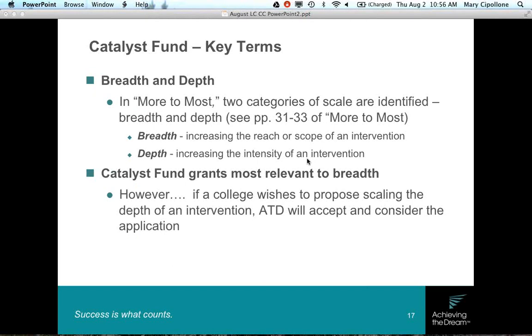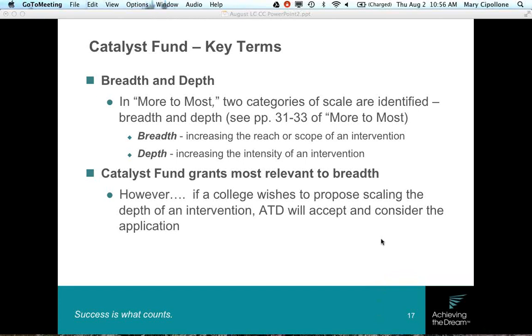So finally, just a brief note on the More to Most framework. Breadth is described in More to Most as increasing the number of students an intervention reaches, and depth is considered increasing the intensity of an intervention. One example of depth in More to Most is adding supplemental instruction to learning communities designed for students who test into the lowest level of developmental English.